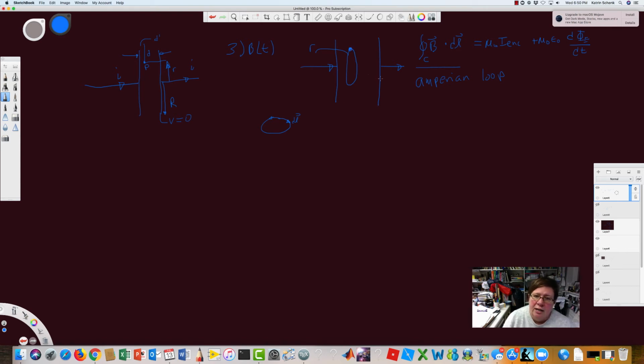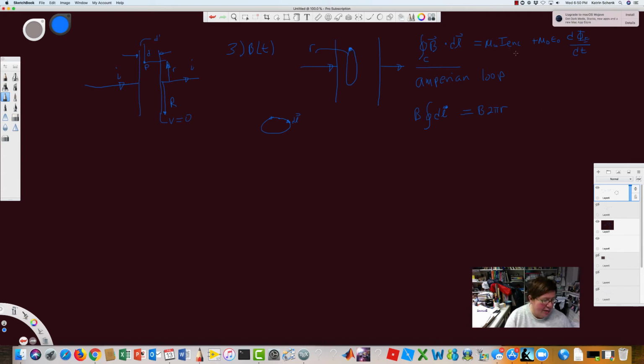So the dl and the B are in the same direction, so the dot product is just going to give us B dl. And the B field, in fact, around the whole loop, because it's the same distance away from that center, is going to be the same. So I can pull it out of the integral. So I get B times the integral of dl around that loop. Oops, not a vector anymore, sorry. And that's just going to be B times 2 pi r, the circumference of that loop. Okay, so I have the integral.